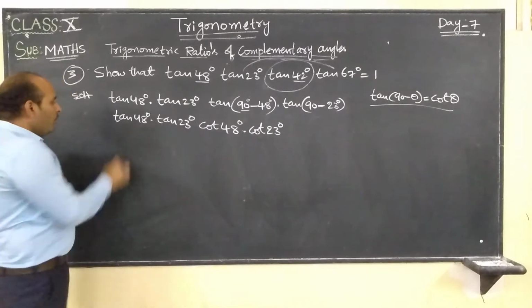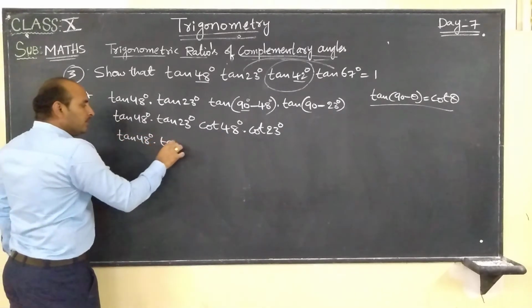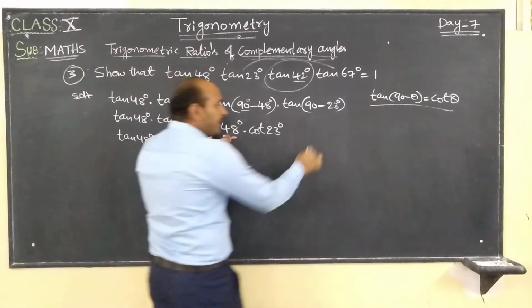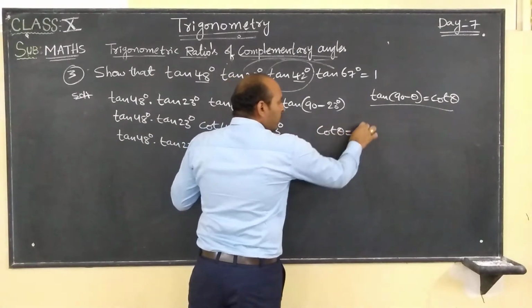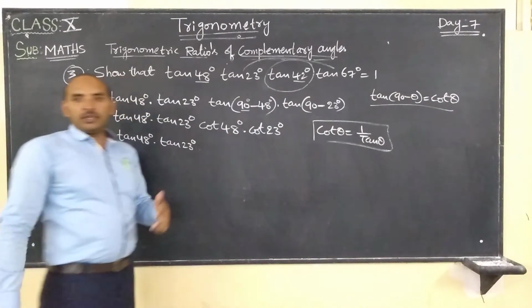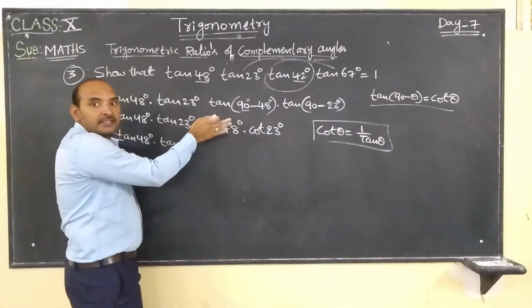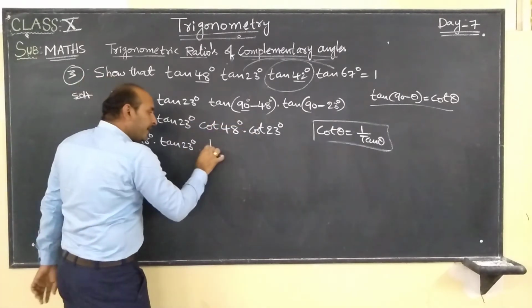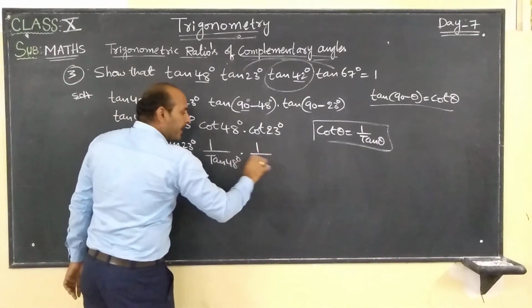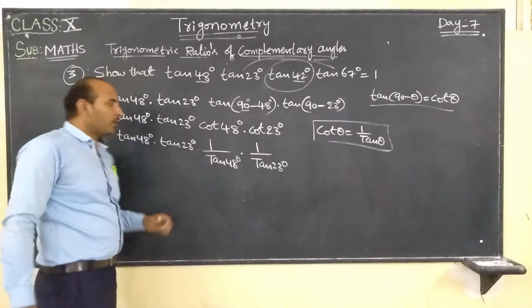So now tan 48 degrees into tan 23 degrees. What is the actual formula? Cot theta is equal to 1 by tan theta. Cot is nothing but the reciprocal of tan. So write as 1 by tan 48 degrees into 1 by tan 23 degrees. These two values are reciprocals, cot is the reciprocal.